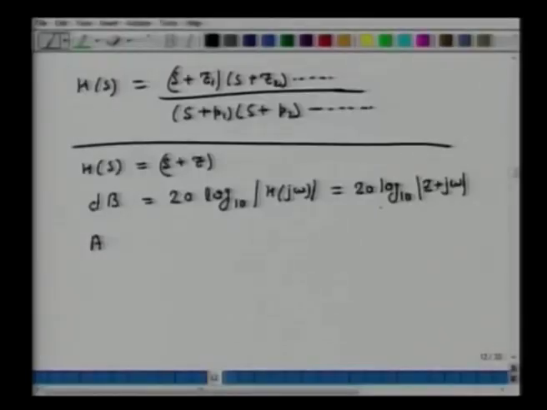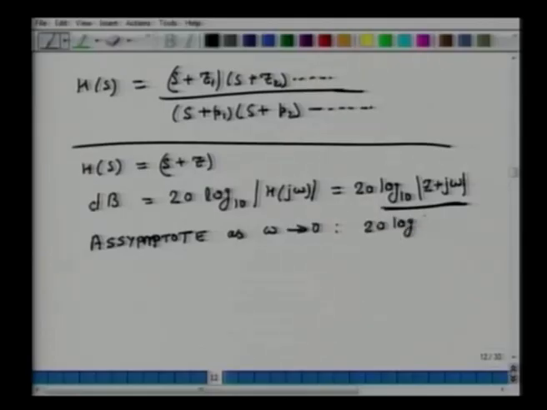And as we mentioned earlier, we have to develop a plot which reflects the asymptotic response. There will be two asymptotes for this relation. So, asymptote as omega tends to 0 is 20 log z, and asymptote as omega goes to infinity is 20 log omega.